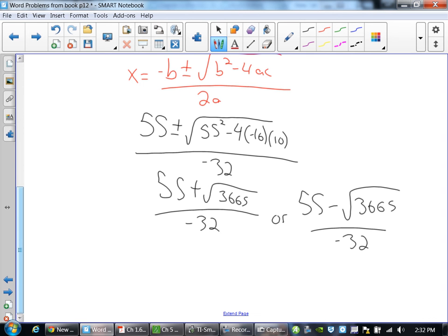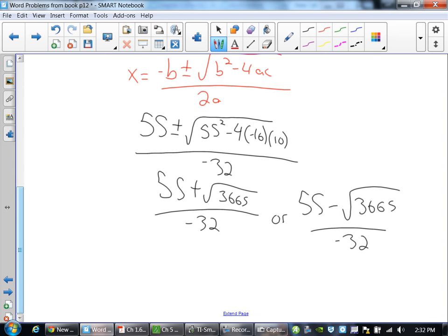And the reason is because of the square root of 3665. What's 60 squared? 3,600, add two zeros. So I know that the square root of 3665 has got to be around 60-ish. I'll therefore get a negative divided by a negative, which gives me a positive.